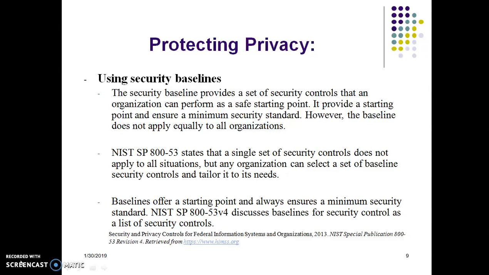However, the baseline does not apply equally to all organizations. NIST Special Publication 800-53 states that a single set of security controls does not apply to all situations, but any organization can select a set of baseline security controls and tailor it to its needs. Baselines offer a starting point and always ensure a minimum security standard. NIST Special Publication 800-53 version 4 discusses baselines for security control as a list of security controls.